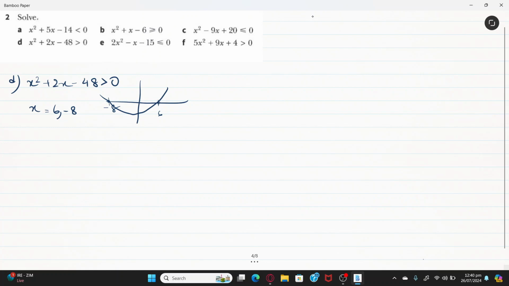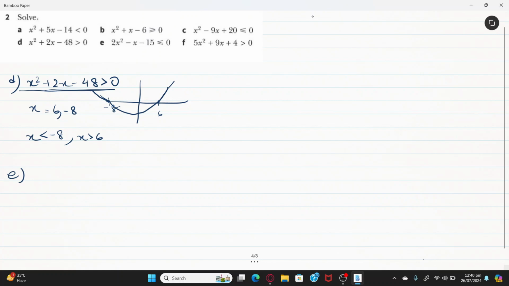So if we go before negative 8, the graph is going to get a positive value, and if we go after positive 6, the graph is going to get a positive value, and the values between them are not applicable for this equation, as they are negative values, below the x-axis. So we are going to say whenever x is less than negative 8 and whenever x is greater than 6, we are going to get the set of values which fulfill the requirement for this equation.